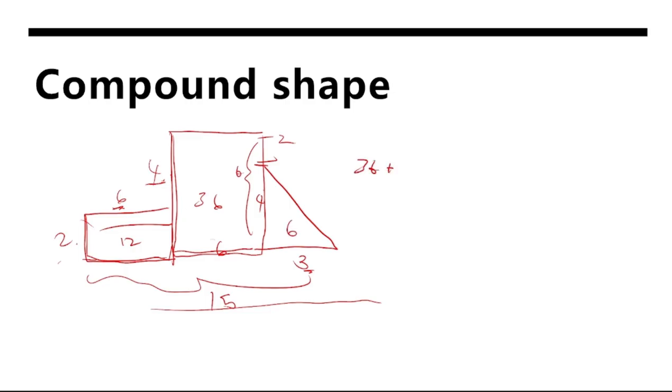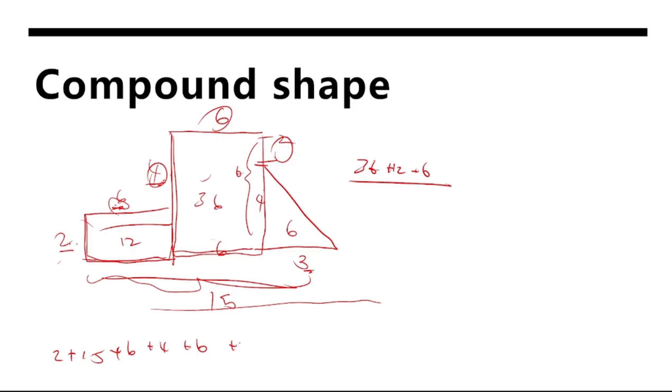So 36 plus 12 plus 6 is its surface area. If we're asking for perimeters, we'll have 6, 4, 2, 6. We'll have 2 plus 15. Let's write it here: 2 plus 15 plus 6 plus 4 plus 6 plus 2. Let's then have Pythagorean theorem 3, 4, 5 plus 5.